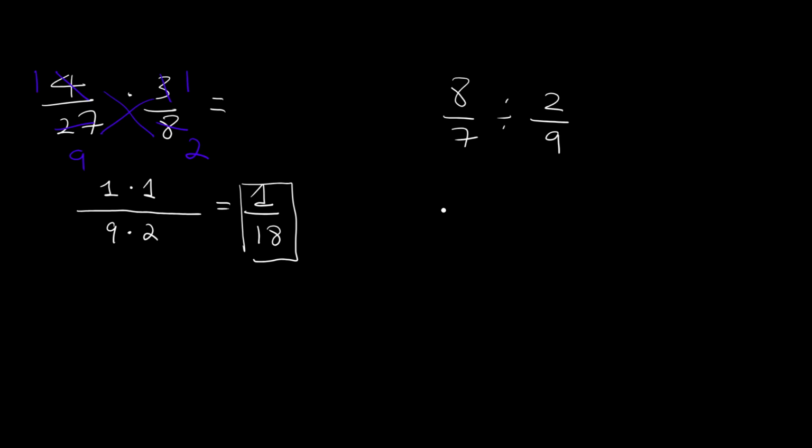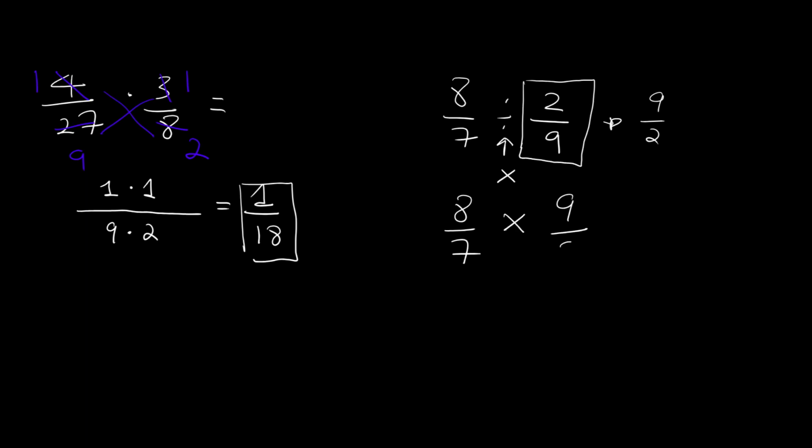Now let's look at our next example. So remember, we need to do reciprocal whenever we are dividing fractions. The opposite of division will be multiplication. These are two crucial steps we need to remember. Now 8 over 7, the division sign becomes multiplication. The reciprocal of 2 over 9 will be 9 over 2. Now let's write here 9 over 2.